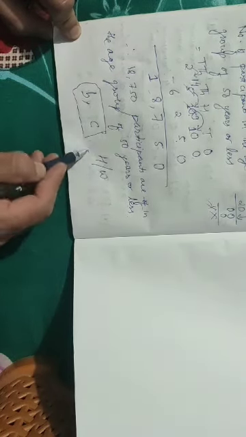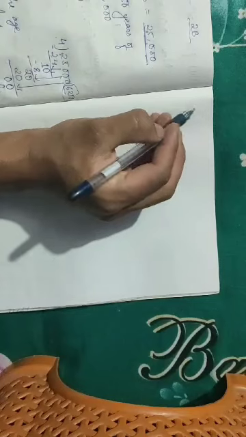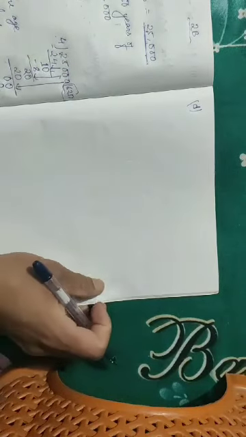Okay. So similarly you can do for question number B. Question number B and question number C are your homeworks. Okay, so before ending the video I would like to do one more sum, that is question number D. So B and C are your homeworks. I am doing question number D.